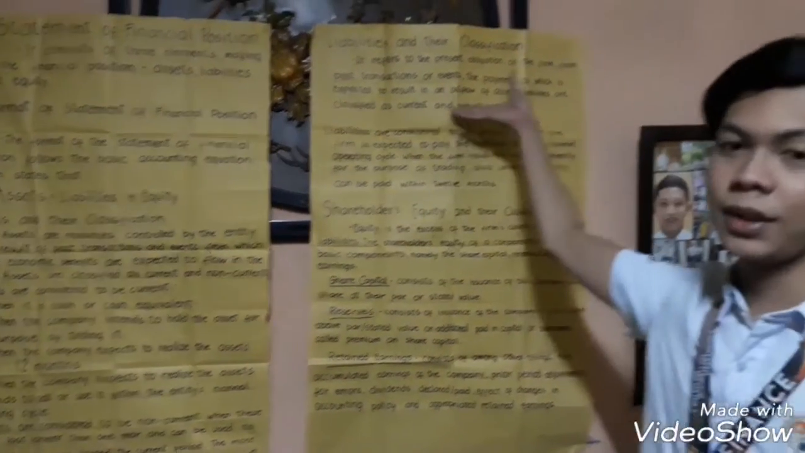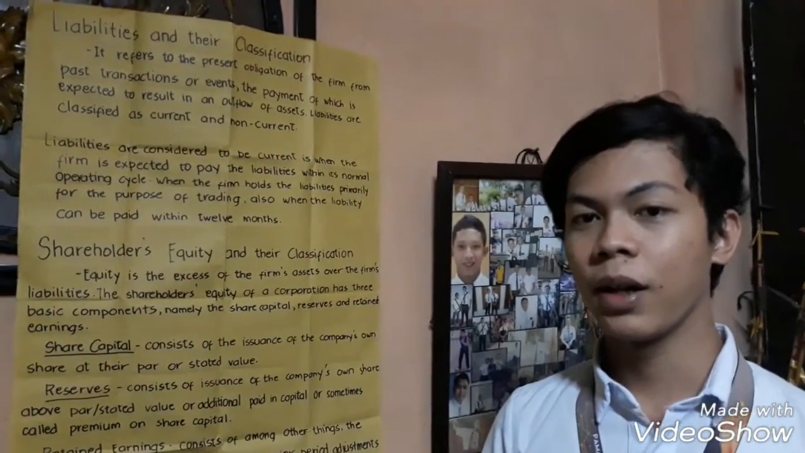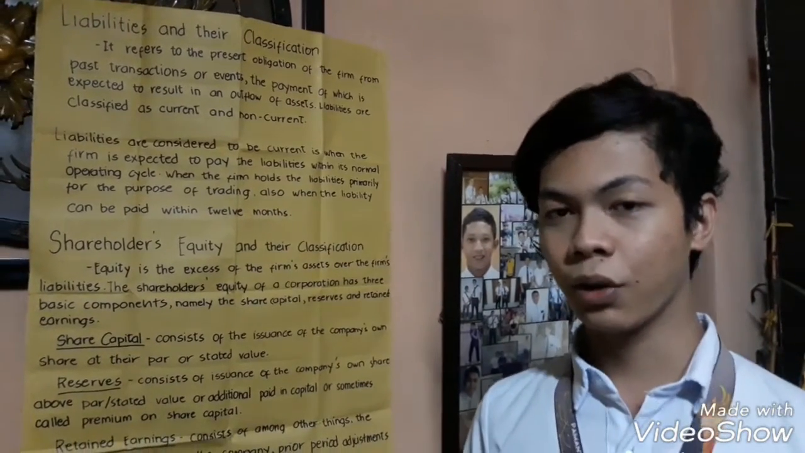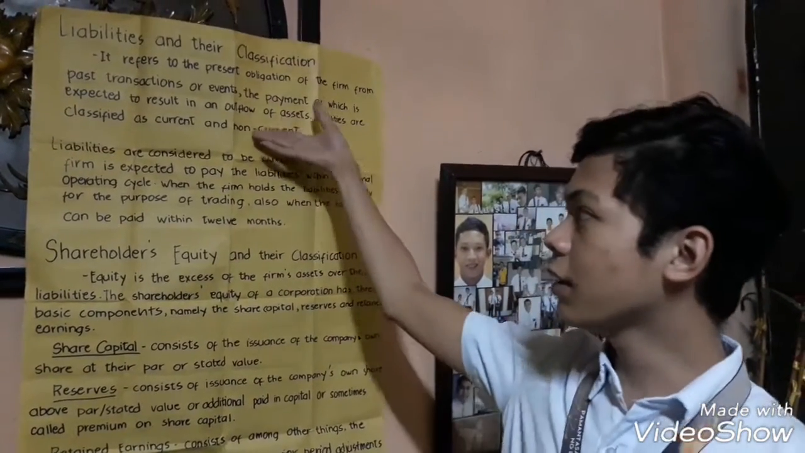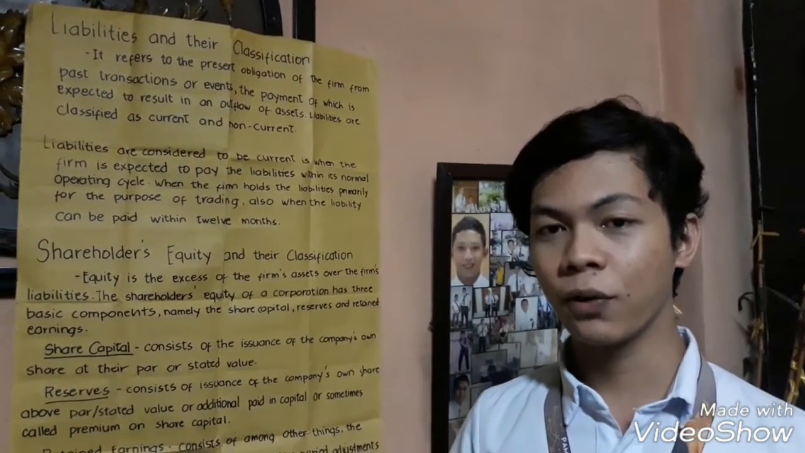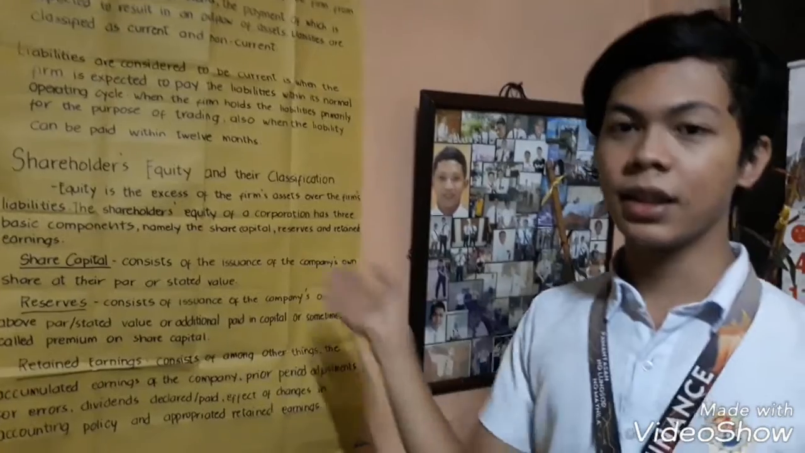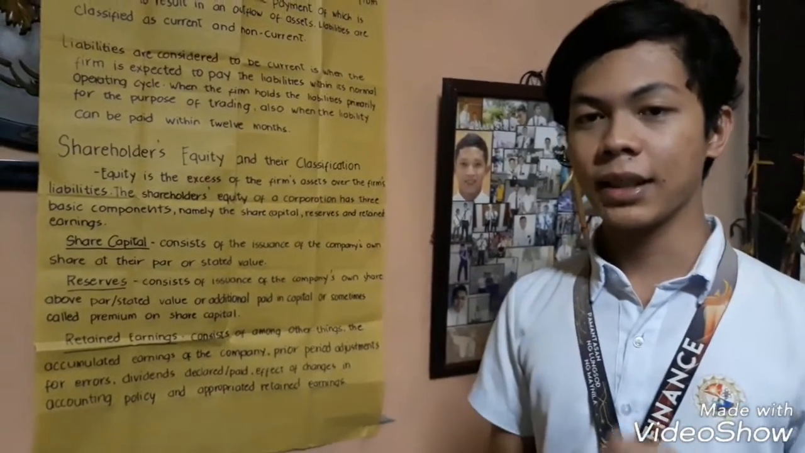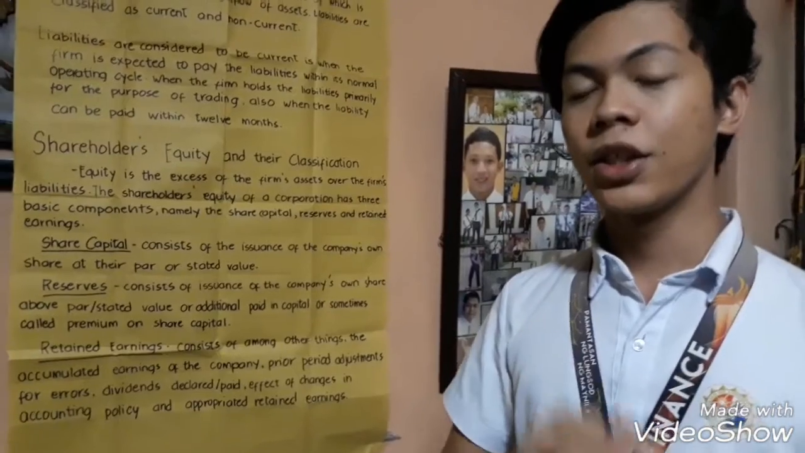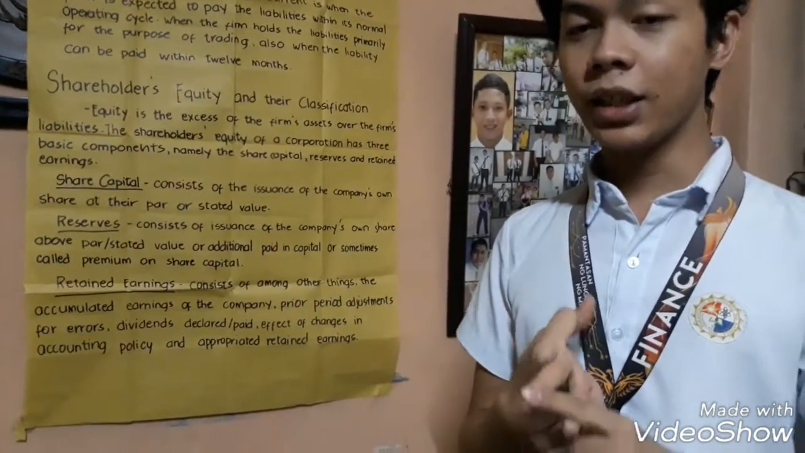Next are the liabilities. They refer to the present obligations of the firm from past transactions, the payment of which is expected to result in an outflow of assets. And equity, on the other hand, is the excess of the firm's assets over the firm's liabilities. It has three basic components, namely share capital, reserves, and retained earnings.